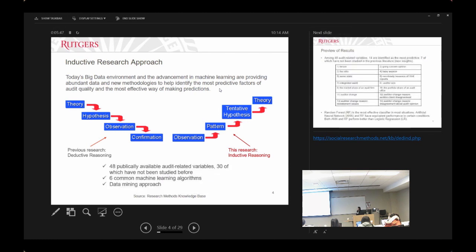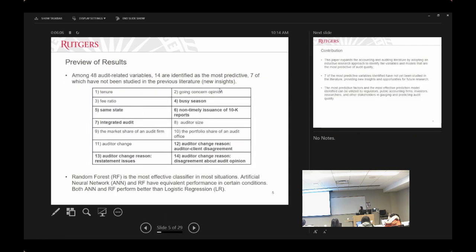Specifically, this paper explored about 50 publicly available variables related to audit, and we explored 6 common machine learning algorithms. Later I will explain these in detail. So this is a summary of the results. Among the 48 audit-related variables, these 14 variables have been identified as the most predictive.